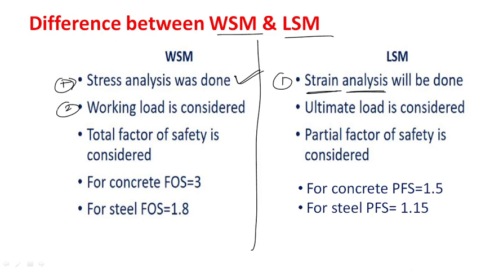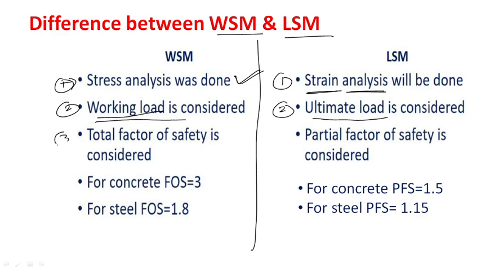Next, second point: in working stress method, working load is considered. Whatever direct load is coming on the structure, they will take that load only. That is, a working load is considered. In limit state method, ultimate load means they multiply with some factors, that is, the safety factors. Here they multiply with the partial safety factor. We will discuss that also in this class. That is a very important point. In limit state, an ultimate load is considered, meaning they increase the load. In working stress method, whatever the load is, they take it directly.